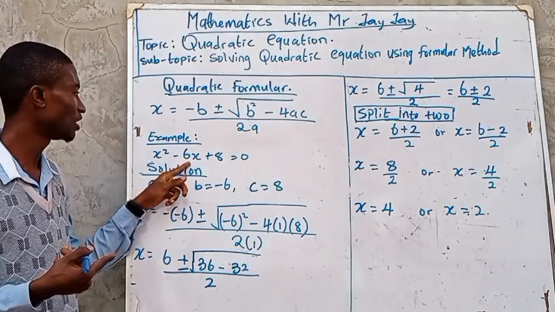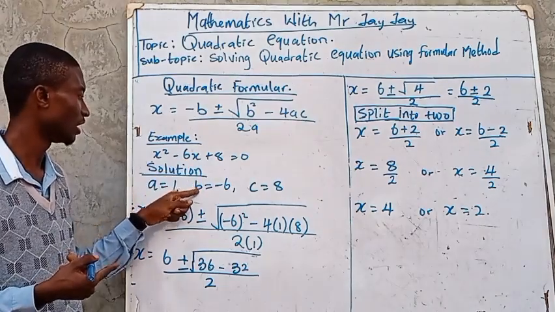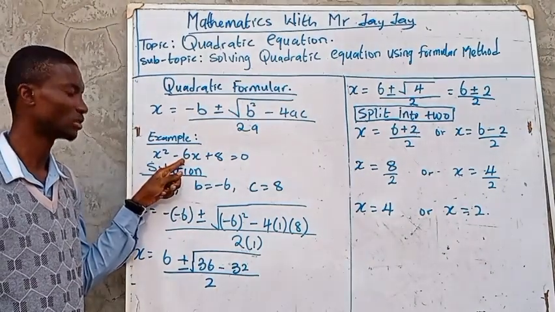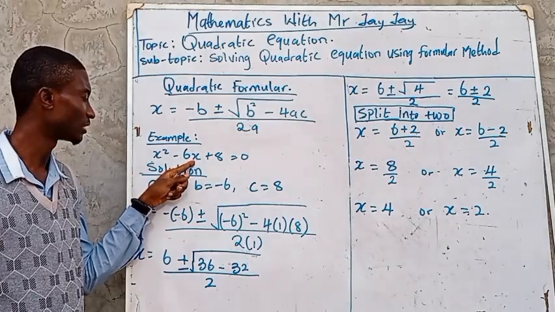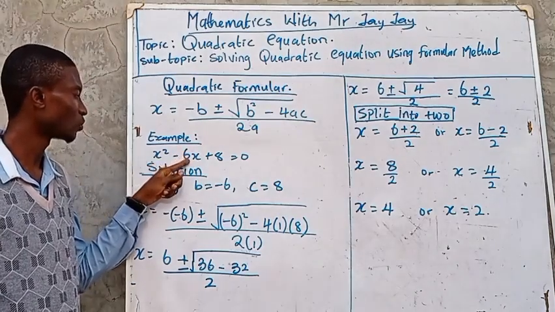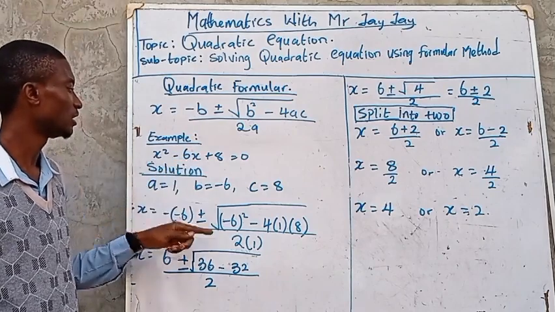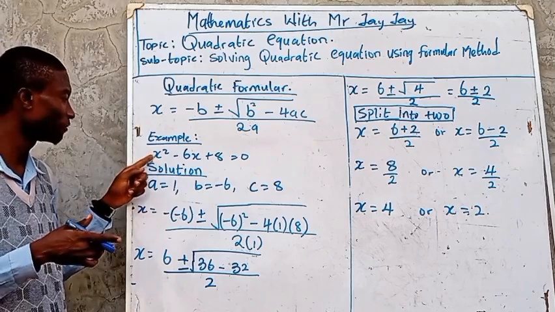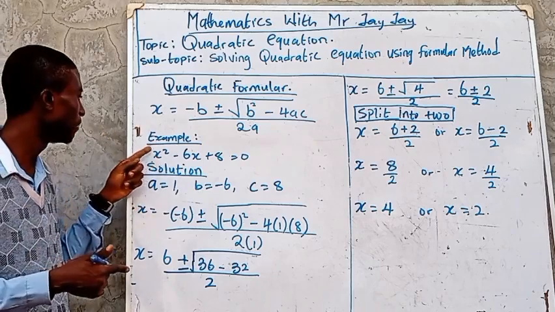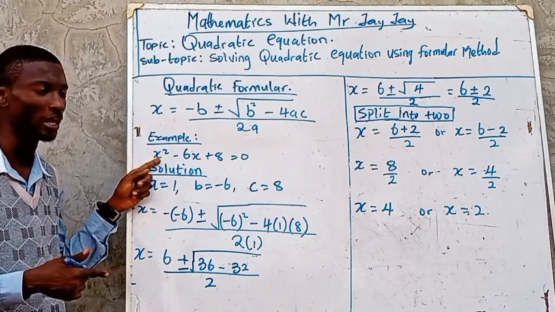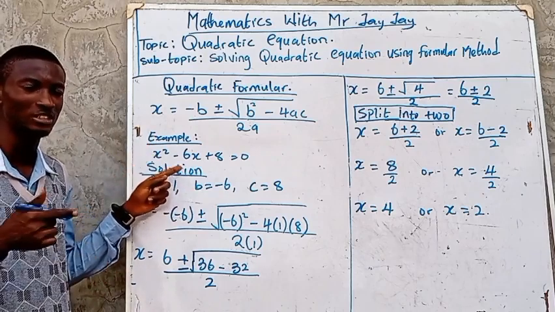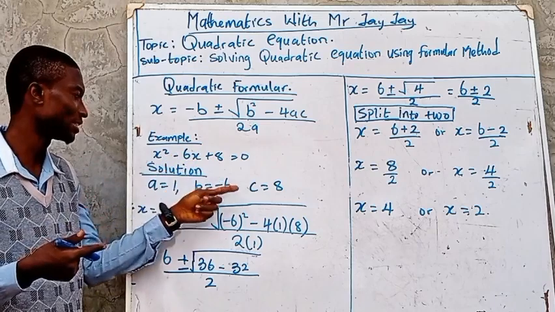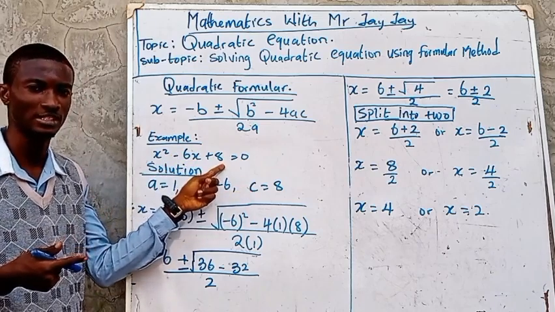Now, the coefficient of x here is what? Minus 6. Please take note of the sign behind the x. The coefficient of x is minus 6, and then our c is the constant 8. Our a is the coefficient, which is the number at the back of our x square. Our b is the number at the back of our x, and our c is the constant 8.